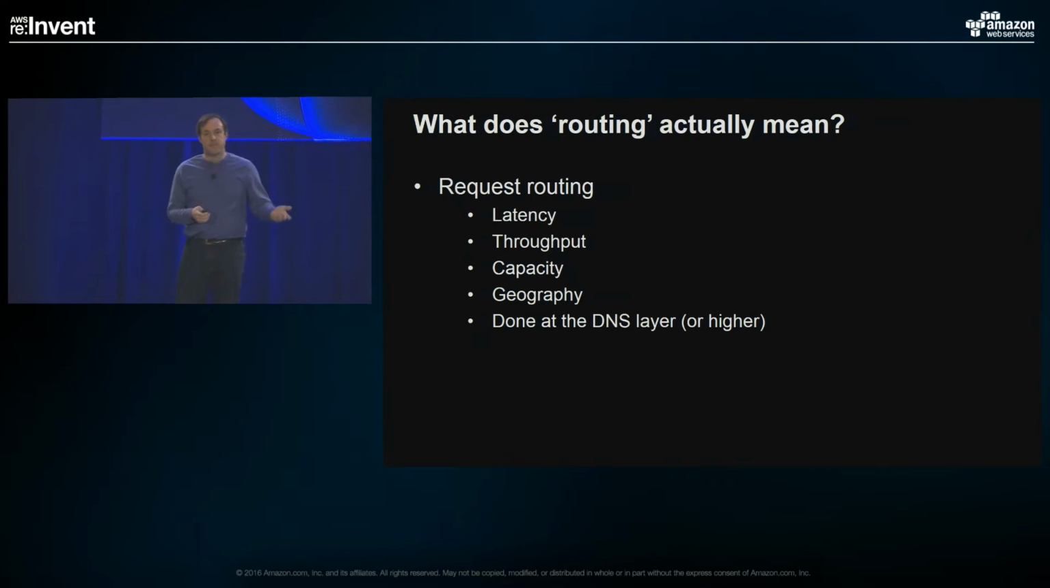And in those cases, because that happens at a higher layer, we're able to take into account the latency of the end-to-end path, the throughput that's available, the capacity of our locations in those regions, as well as the geography in the event that we don't have some of those other metrics available. It's generally done at the DNS layer or potentially higher, depending on the application.